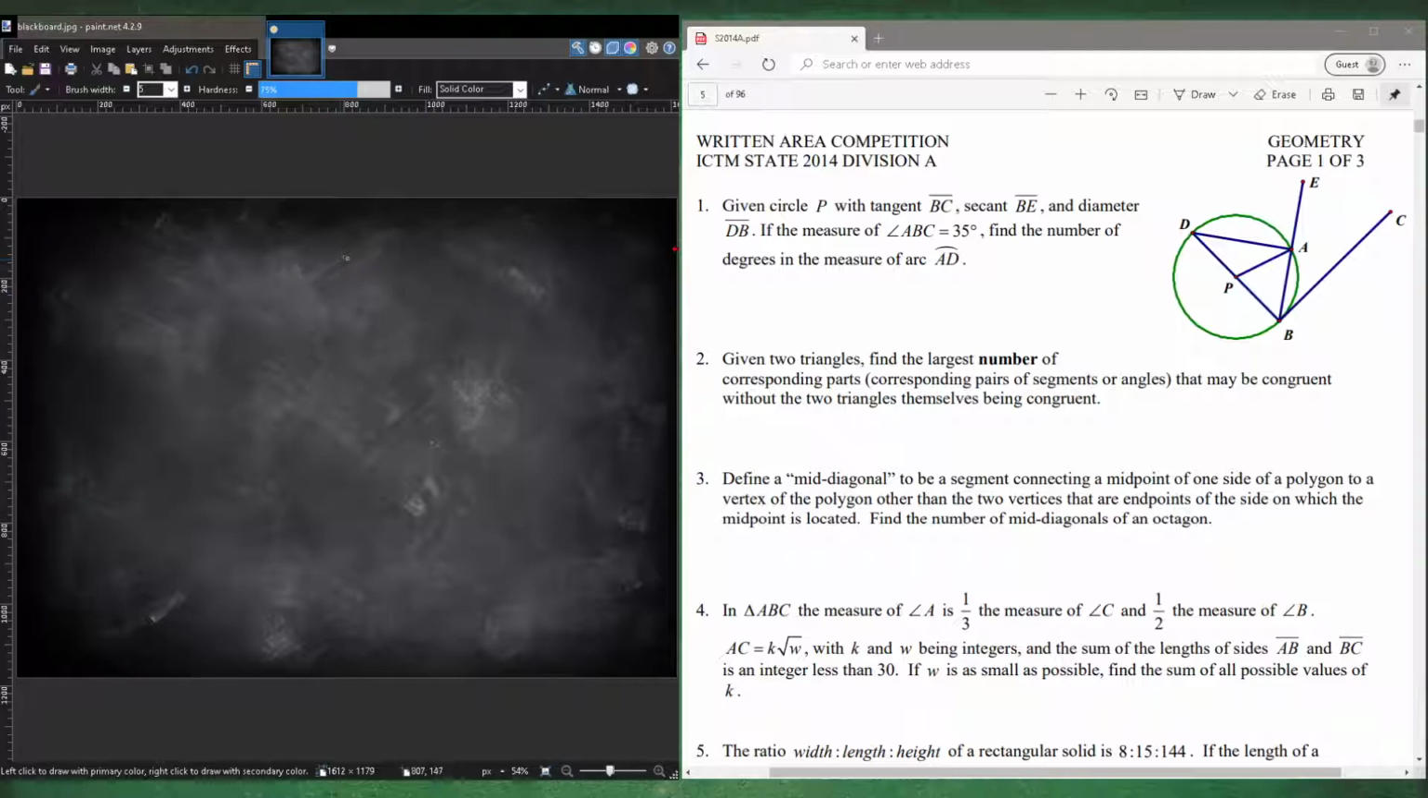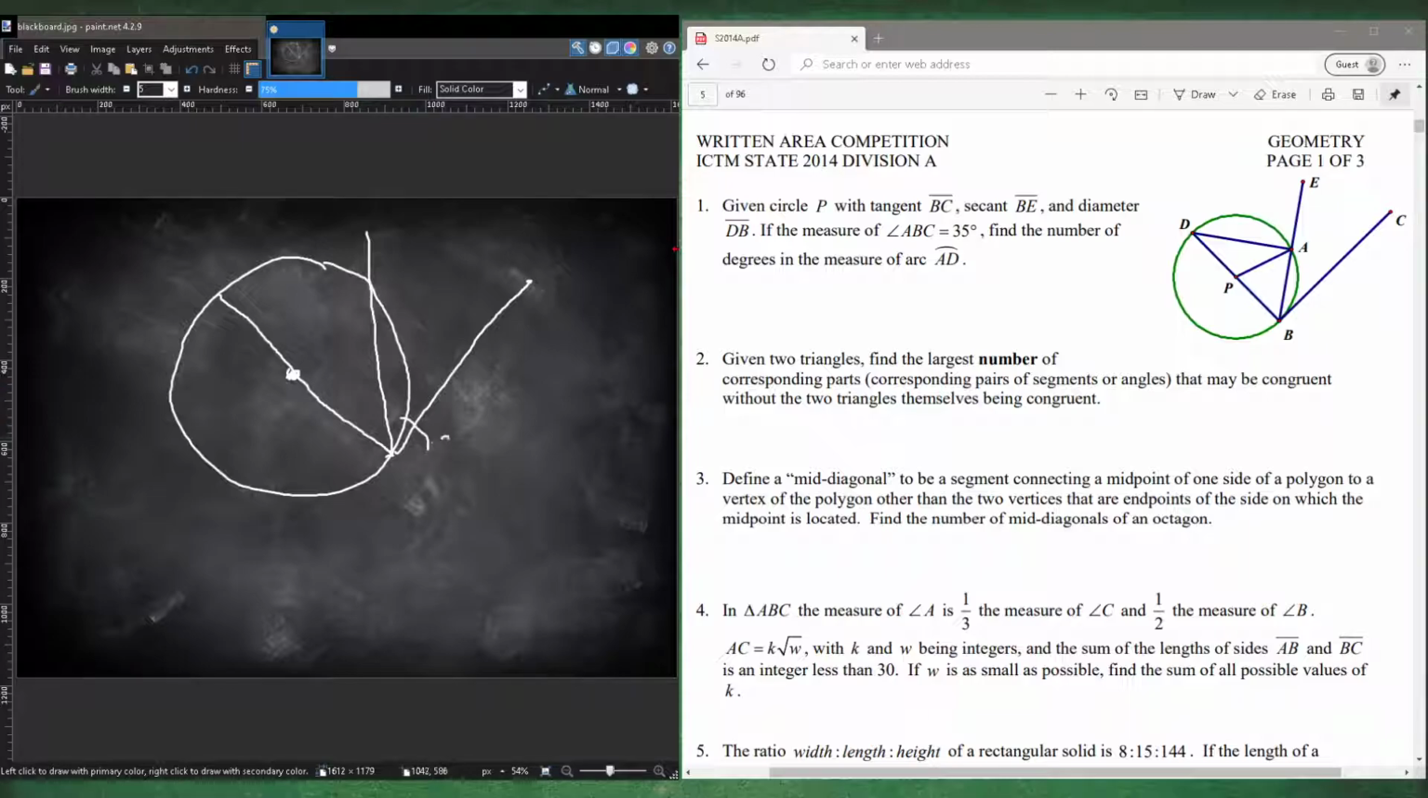Okay, number 1. Given circle P with tangent BC, secant AB, and diameter DB, and if the measure of angle ABC is 35 degrees, find the measure of arc AD. Okay, so we have something like this. Not the best drawer alive. Good enough. And then we have a line here and a line here. And they said this one was 35.